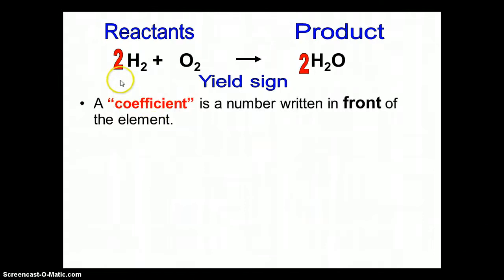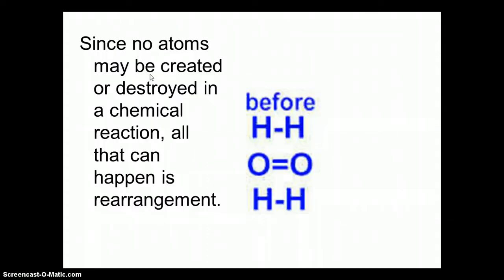Okay, this number that we put in front is called a coefficient, and that multiplies the number of molecules or elements that are to the right of it. So here we had 2 H2O molecules, here we had 2 hydrogen molecules. So that's called a coefficient.